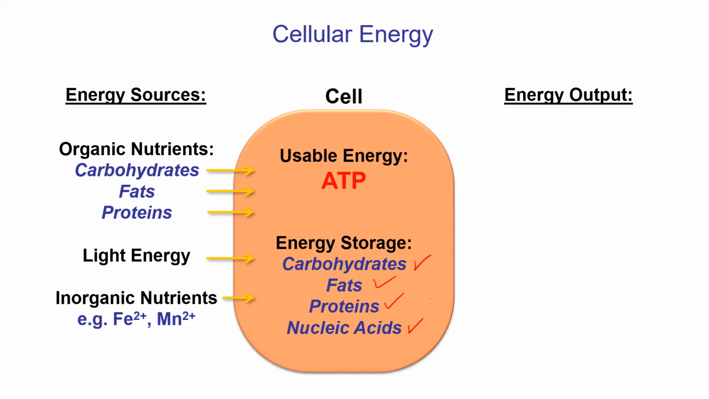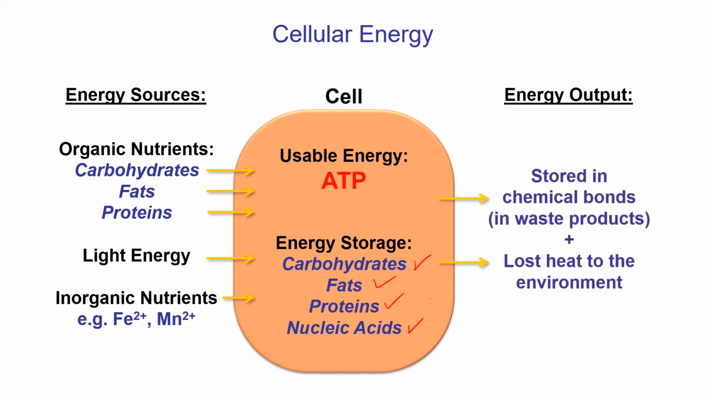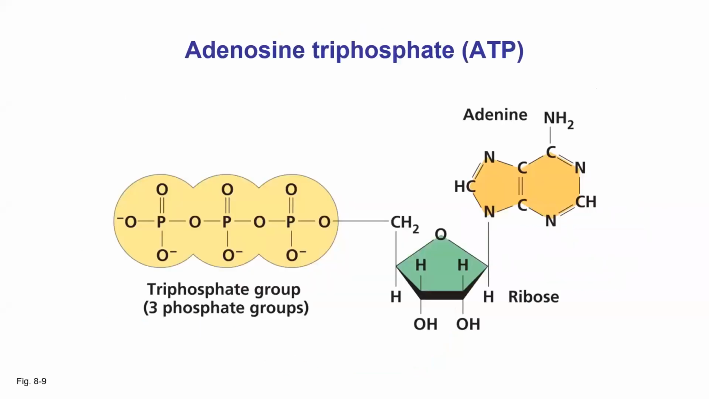And all of this takes energy. Some of that energy is lost in waste products as chemical bonds, and some is lost as heat to the environment. So bottom line is, as we said last day, if you want to stay alive, if you want to stay organized, you need to continually consume food, and that food is going to be used to give you cellular order and allow you to do cellular work. So let's talk a little bit about ATP and cellular work.